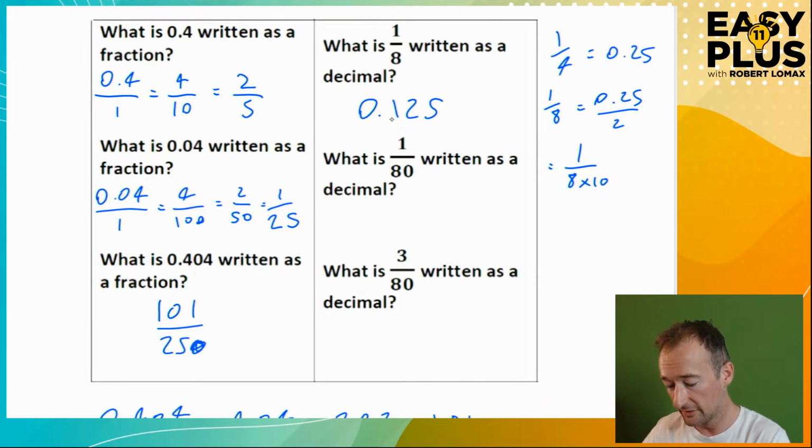We know what an eighth is, it's 0.125. How do we divide 0.125 by 10? Well, we move the decimal place one place to the left. So it's going to be 0.0125.